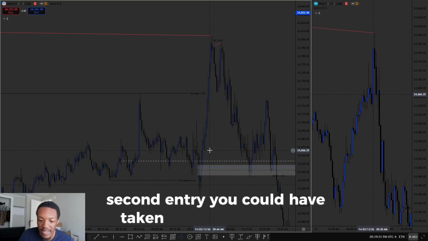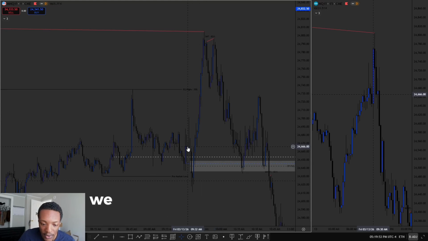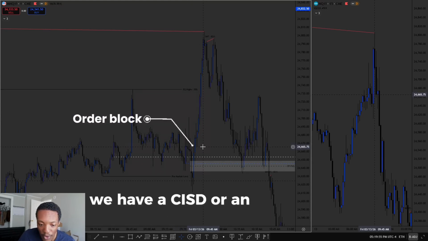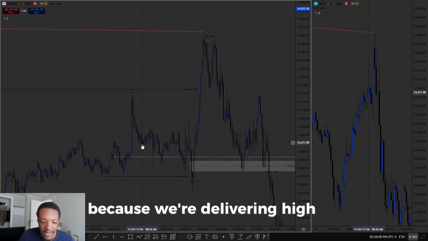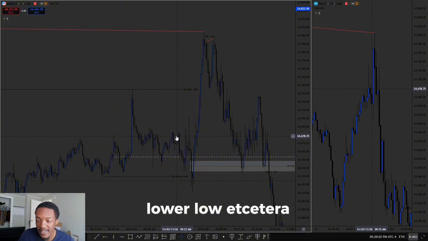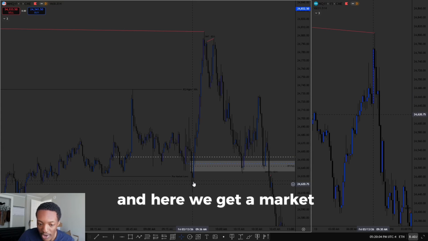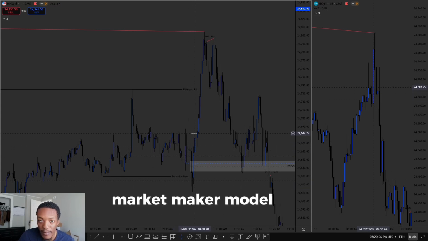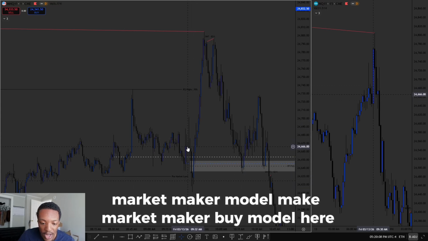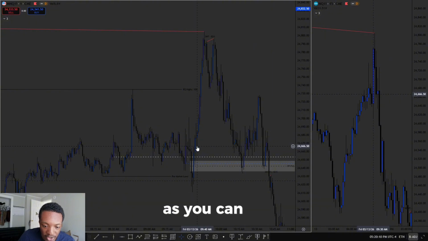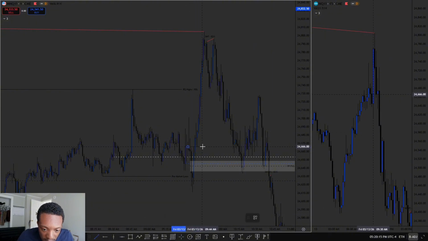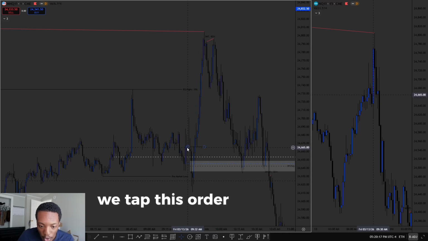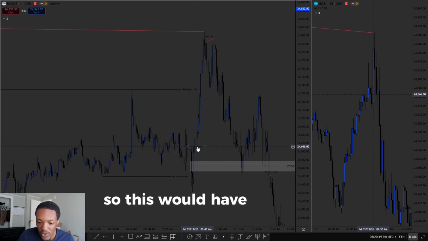Second entry you could have taken off of this was here, we have a CISD or an order block. This is a change in state of delivery because we're delivering high, low, lower high, lower low, etc. And here we get a market structure shift. Market maker model, market maker buy model. Here we tapped into this order block right here. As you can see, if you extend this price over to the right, we tap this order block here to the tick. So this would have been your second entry.